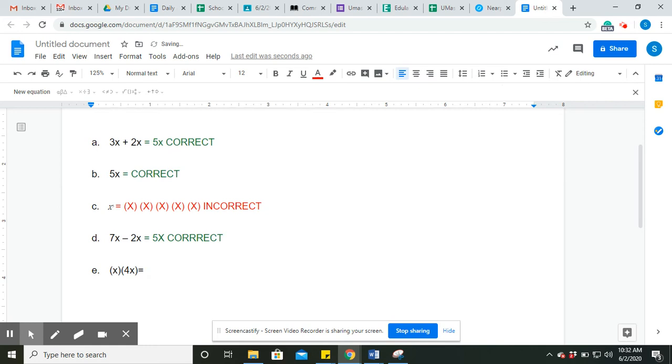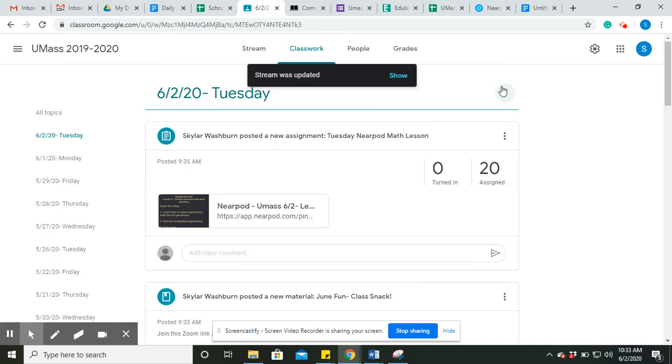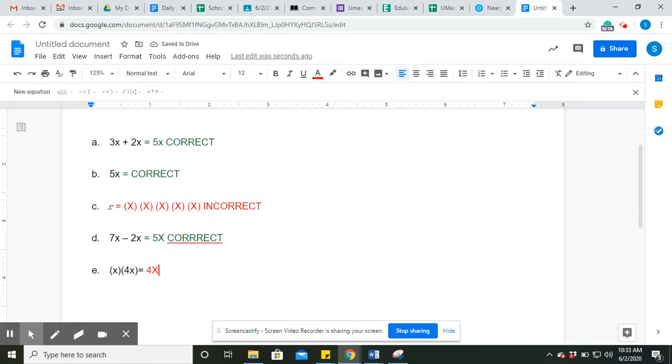We might be tempted to see that we have 4x and then another group of x, and we might think that that means 5 groups of x. However, because I have my 2 groups in parentheses and there's no operation, that means that I'm multiplying the x times 4x. So this would give us an exponent. What I would end up with is 4x squared. And this is incorrect. That does not give me 5 groups of x.